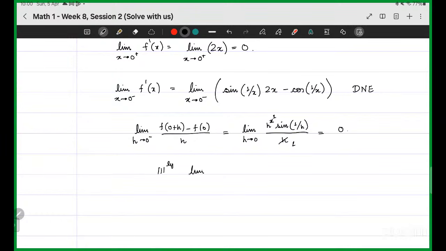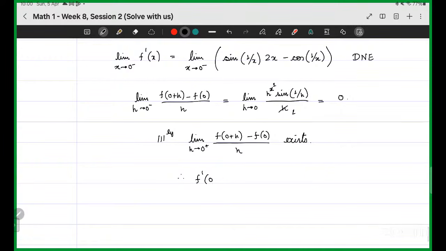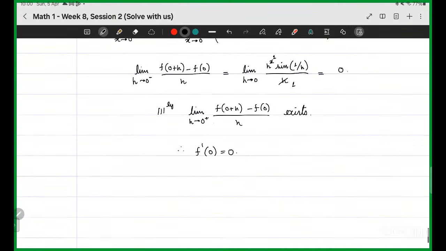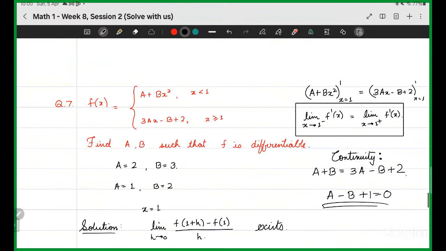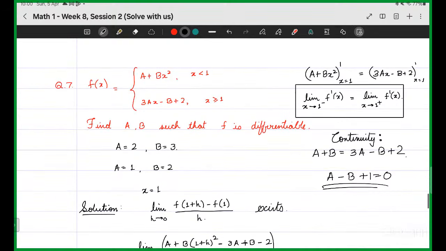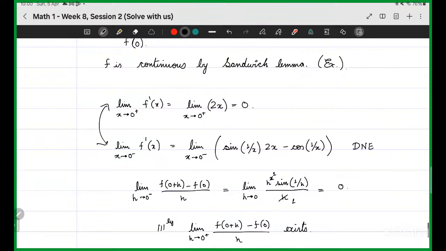Similarly, the limit as h goes to 0 minus of f of 0 plus h minus f of 0, divided by h, exists. Therefore, f prime 0 exists and is equal to 0. But what you have claimed over here, this identity that limit as x goes to 1 minus f prime x is equal to limit as x goes to 1 plus f prime x, is not true in general, is what I'm trying to say. With this example, one of the limits might not even exist.